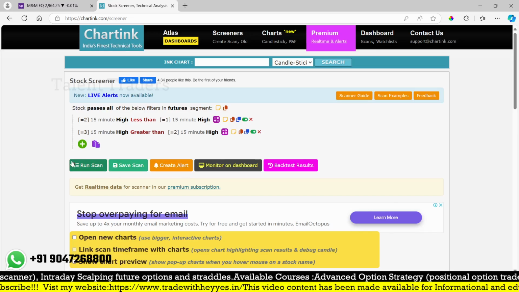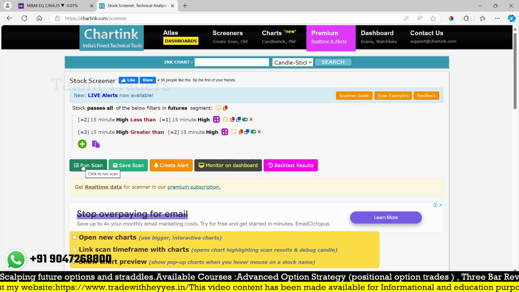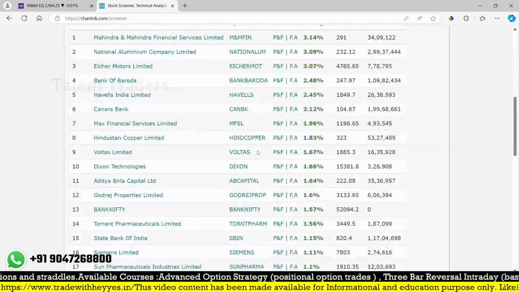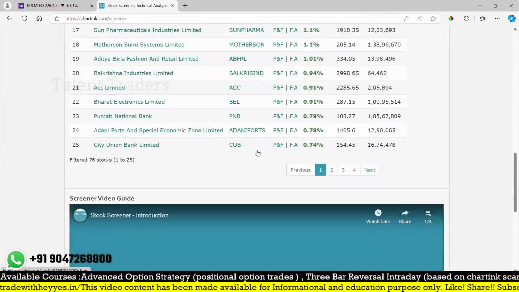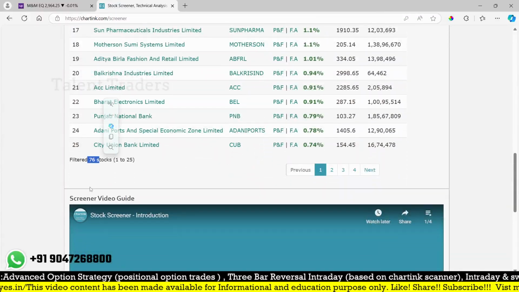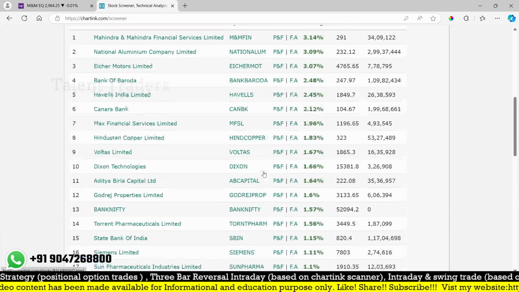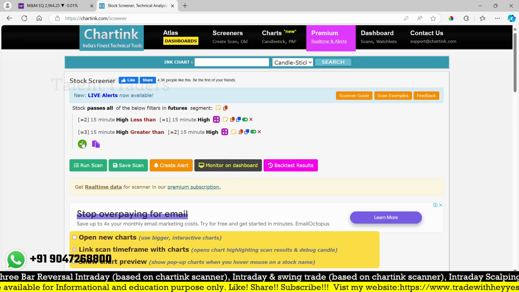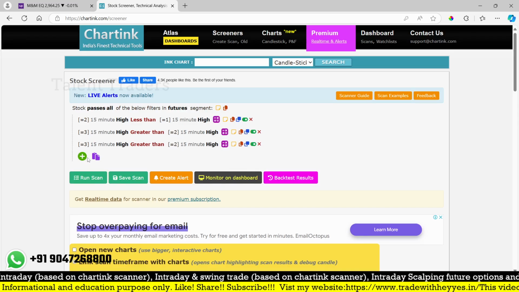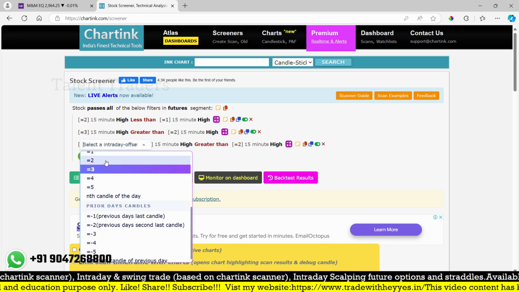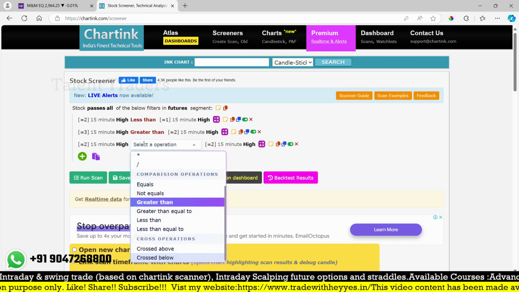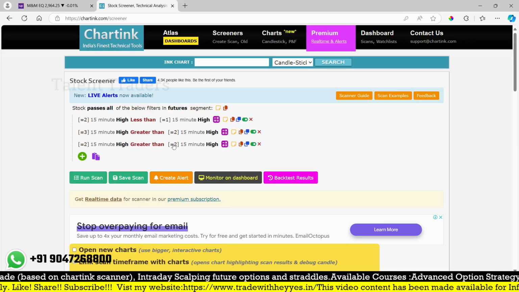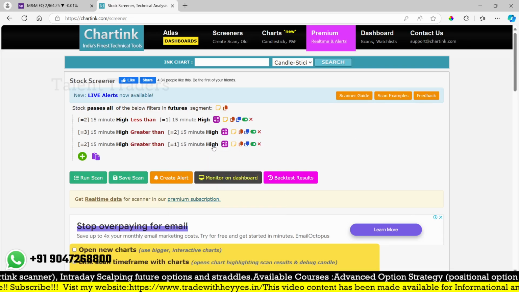These are the two conditions, and let me run the scan. A lot of stocks. If you find around 76 stocks in the scanner, if you find 76 stocks per day, it's not easy to trade. So I'm going to create this with conditions that will filter a very small number of stocks. That is the main logic. Must be greater than or equal to the number one candle's low.